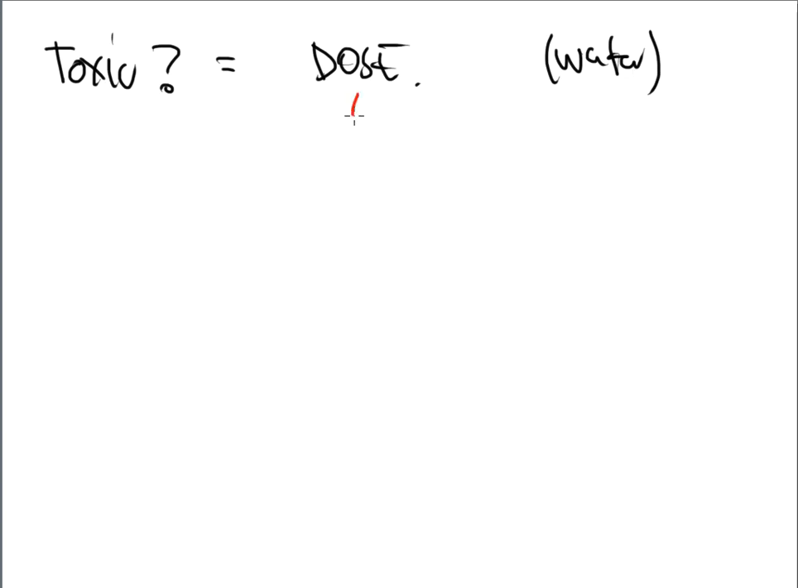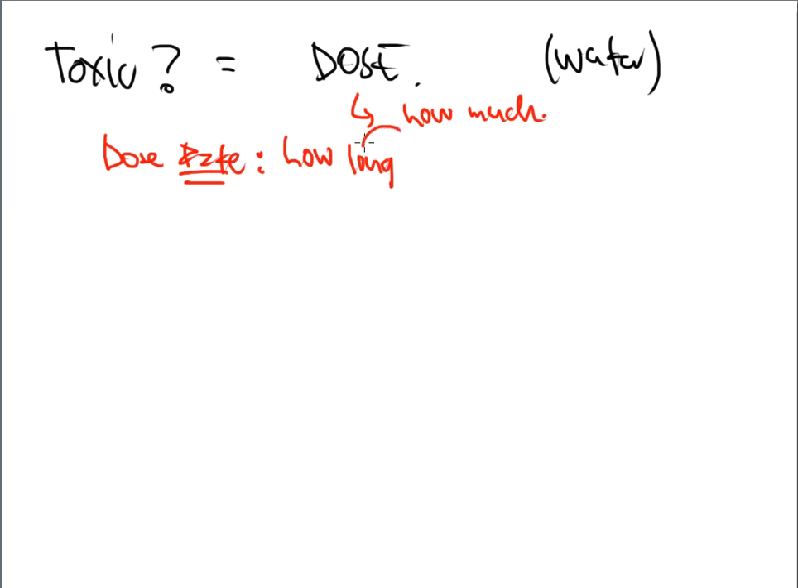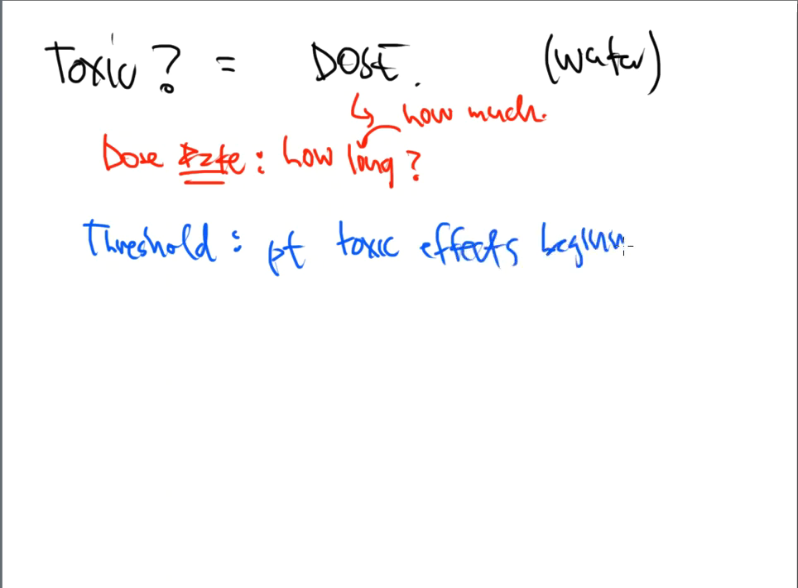Okay, so the dose is specifically how much. And we also have this thing called a dose rate. And a dose rate is how long. Because remember, the word rate, it kind of makes you think of the word speed, right? How fast or how slow. So it's how much and how long you're exposing yourself to it. That would be called a dose rate. And at a certain point, there's going to be basically a threshold. A threshold is basically the point at which the toxic effects are just beginning to be seen or observed.